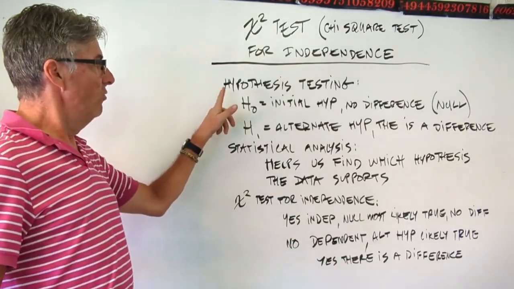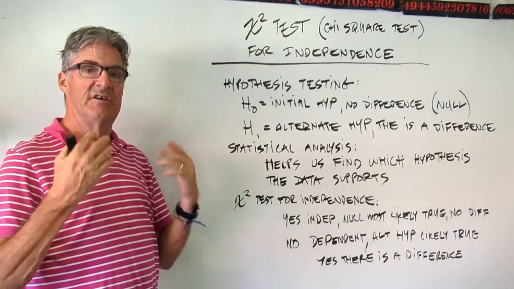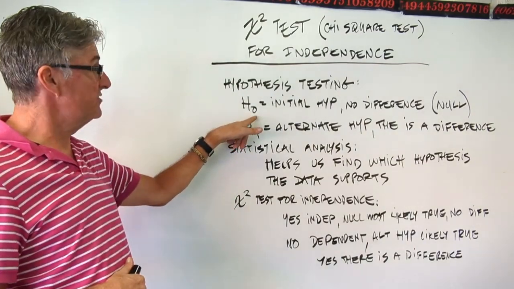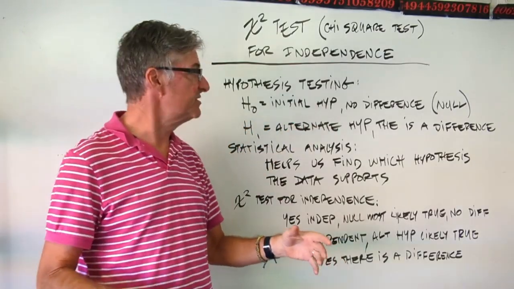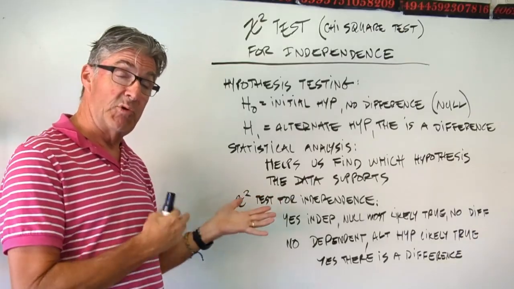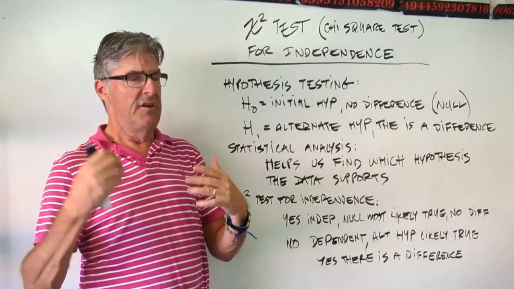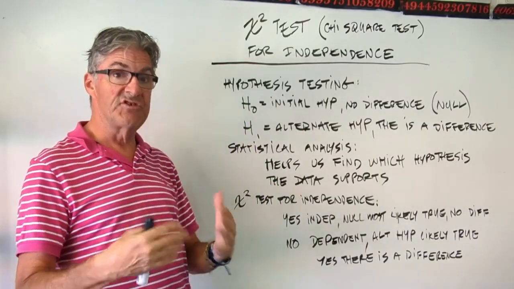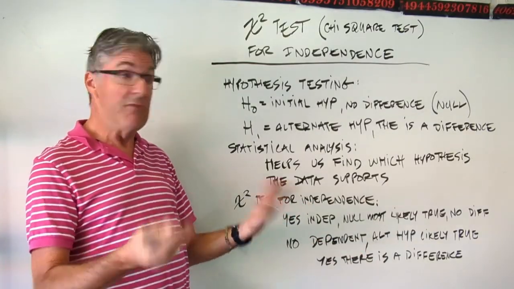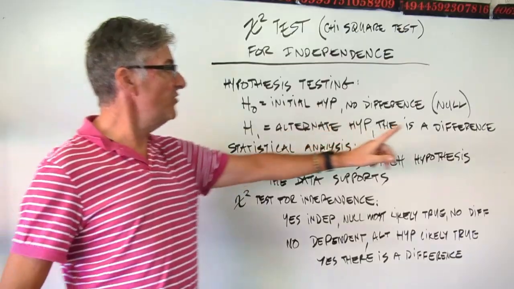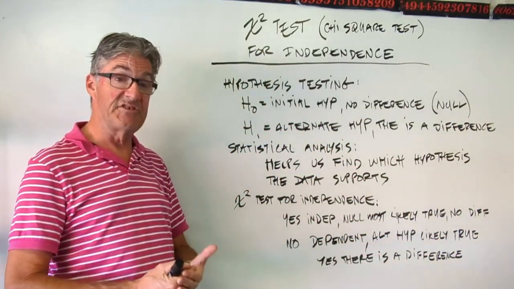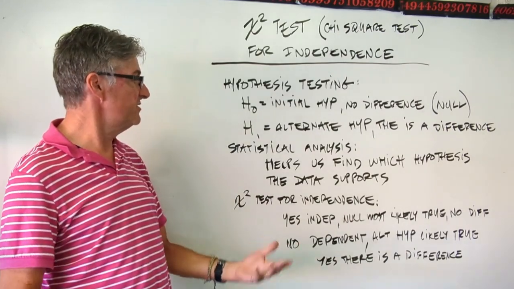So first off, what we do is we test 2 hypotheses. We use H, capital H sub 0 for the initial hypothesis. This is that there is no difference. So with respect to the example we're going to pursue, we're going to say there's no difference in terms of preference for racket sports between men and women. Okay? So that would be our initial hypothesis. It's also called the null hypothesis. And the idea is that if the null hypothesis is true, then there's no difference.